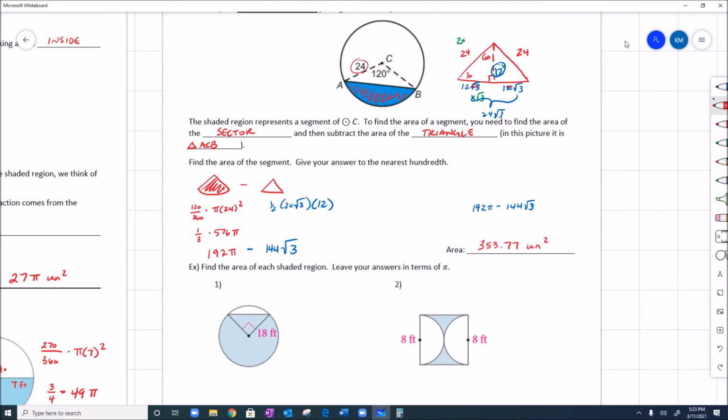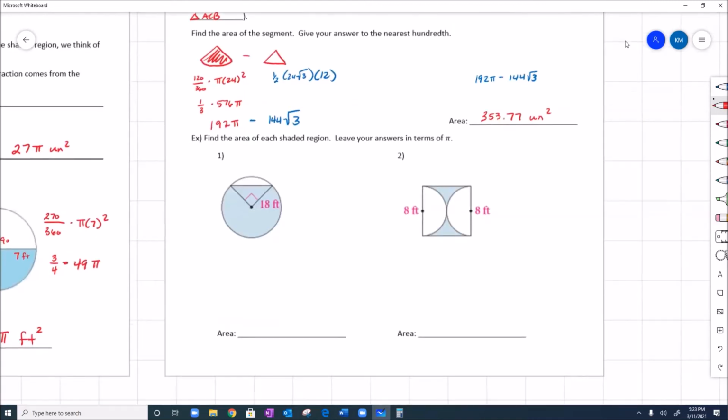Let's look at a couple more here. It says find the area of the shaded region. Leave your answers in terms of pi. Here's how I'm going to think of this. We have a little bit of a different shape here, but I would recommend that we find the area of this sector and then add to it the area of our triangle.